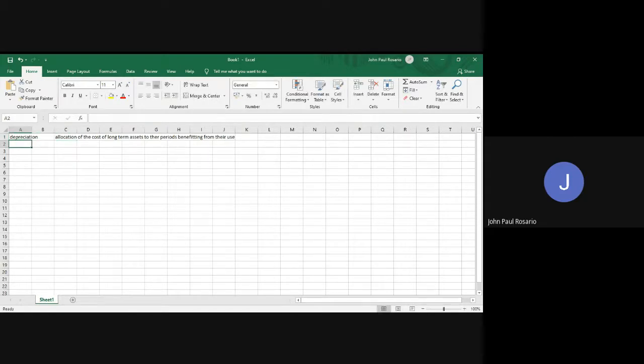Okay, so in accounting, we have three expense recognition principles: the direct association, the cost allocation, and the direct expense recognition. So we'll be talking about the systematic allocation of expenses of long-term assets. So that's what we call depreciation.